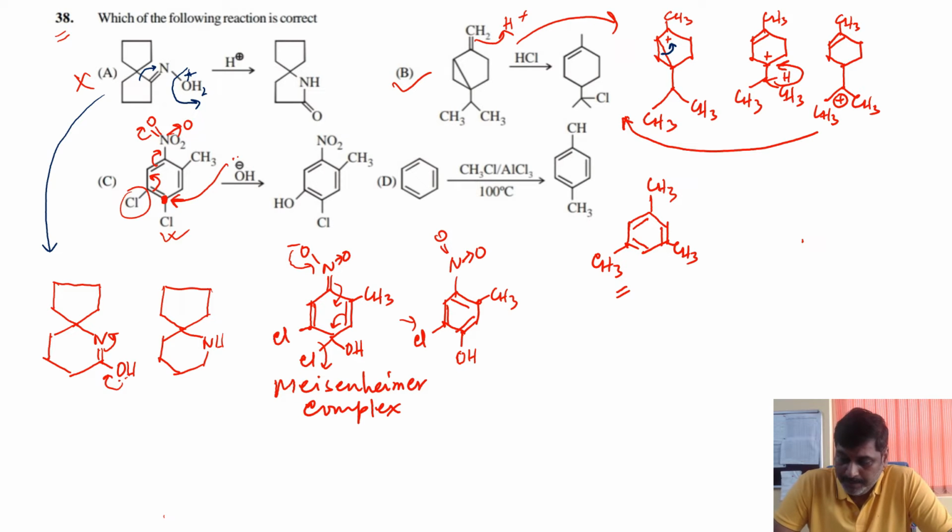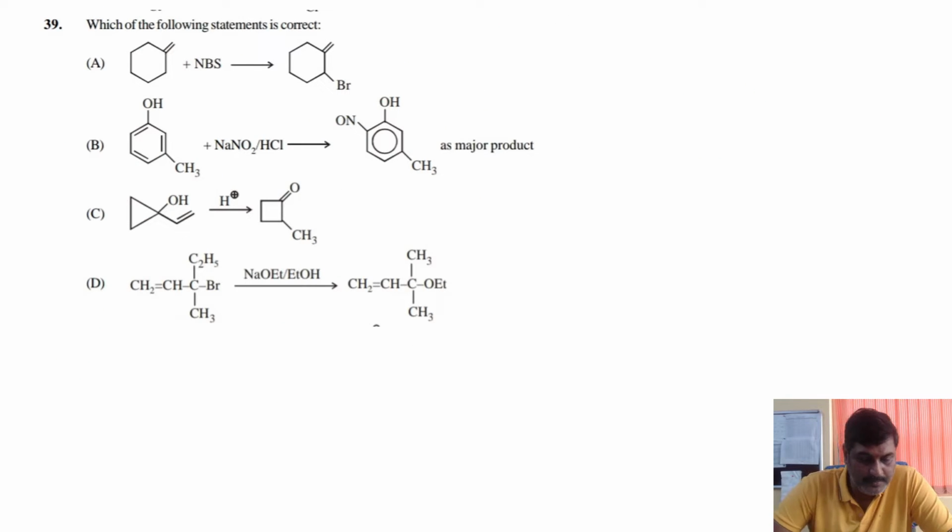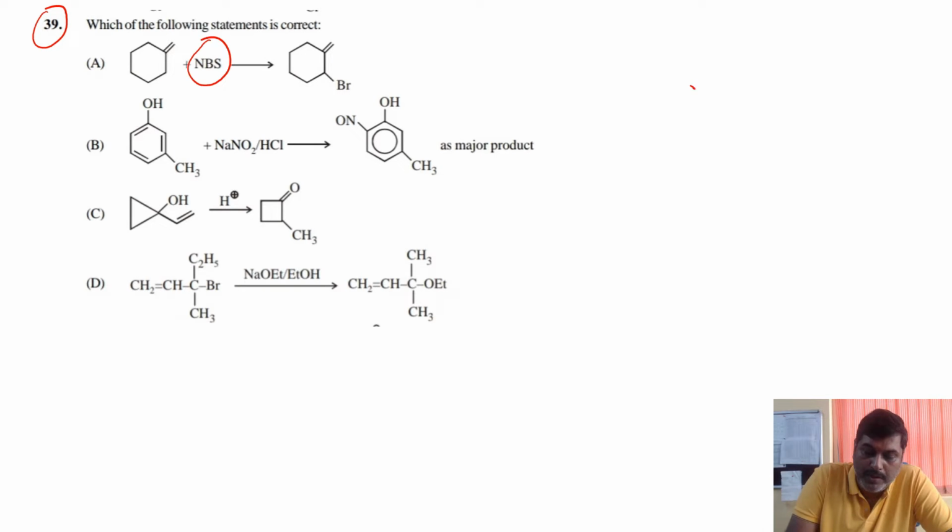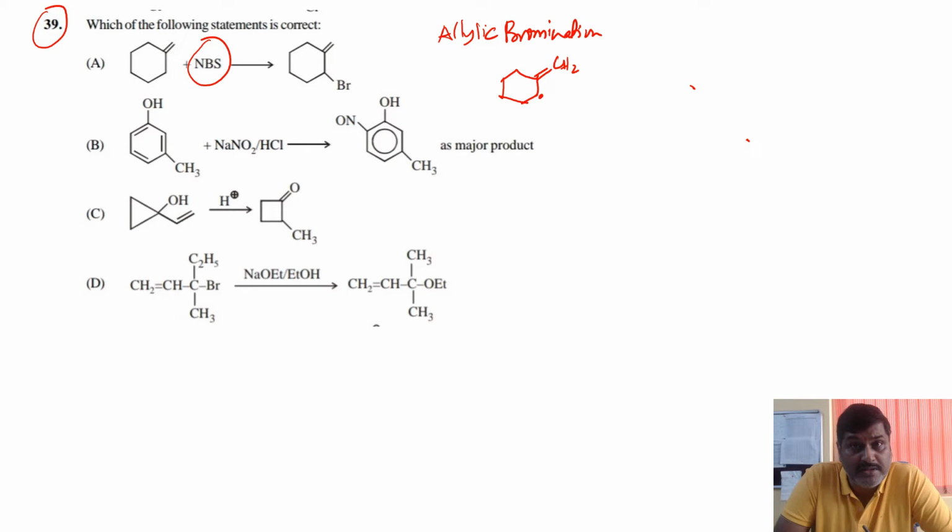The next question is this one. Question 39. Which of the following statements is correct? You know NBS, the use of NBS. For what is it known? NBS is known for allylic bromination, selective allylic bromination, right? So for that, if I take this process and write here, it looks correct only. The double bond, CH2, and this is the perfect allylic place, where the radical forms.